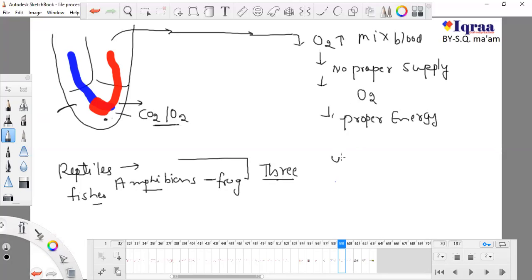So we know that there are two types of seasons which hurt us most, winter and summer. At that time they are not getting proper energy, so they cannot maintain their body temperature.